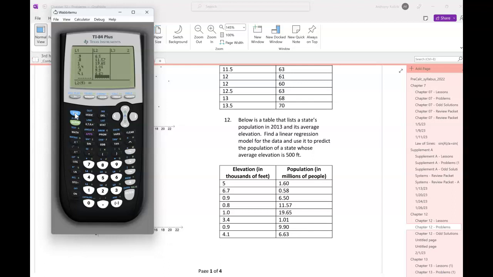I like this one. And 500 divided by 1,000, that's 0.5. The other one is jumping around in there. It's okay.